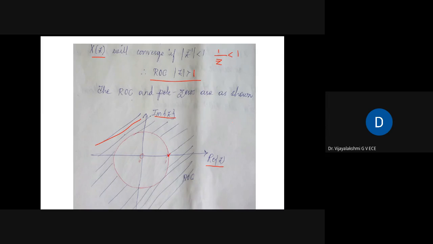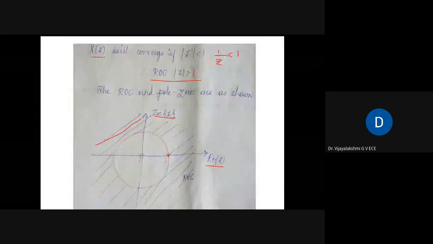And one more property you can just recall. That property was saying that if the given sequence is a right-sided sequence, the ROC is outside the circle. Yes, you can observe that because u of n is a right-sided sequence. It is defined from n equal to 0 to infinity. That's how we got the ROC outside the circle. Okay, so let us go to the next problem.